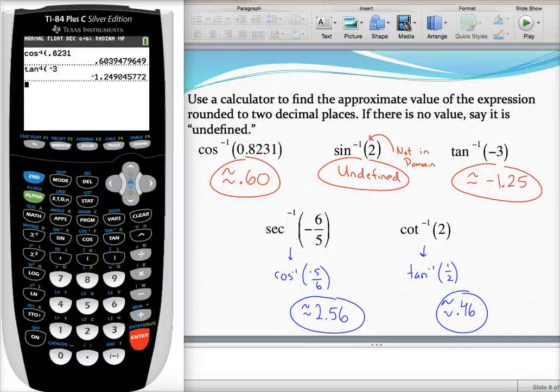Sometimes we're not interested in exact values, and it's okay to use a calculator to just get an approximate value. So I'll show you how to do that in this video using your graphing calculator. I've gone ahead and entered in a couple of these already, the inverse cosine, the inverse tangent, and you can see that that's where I got my approximate values from. I've just rounded to two decimal places.